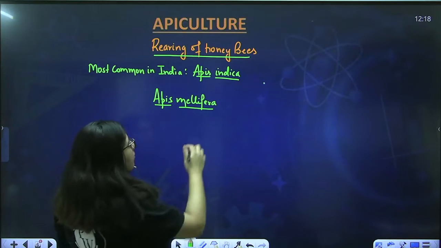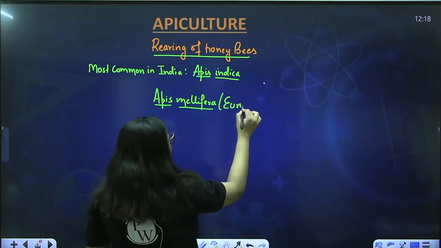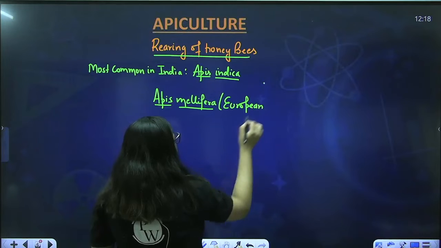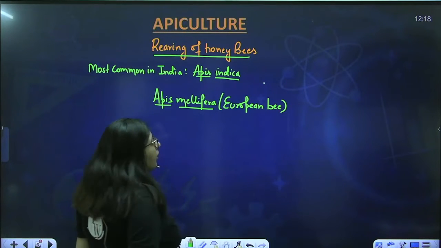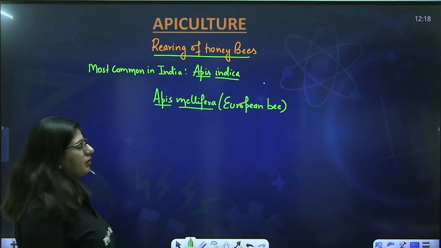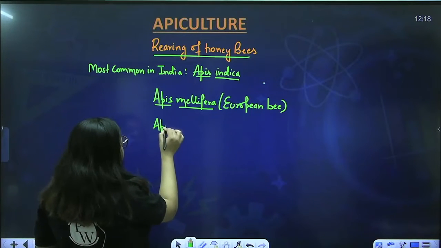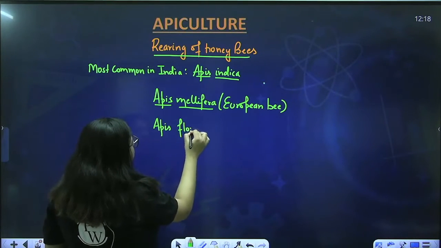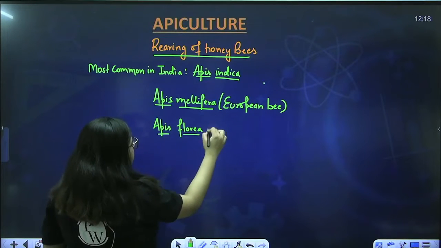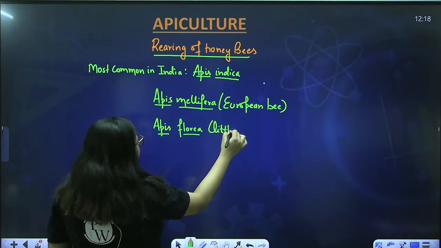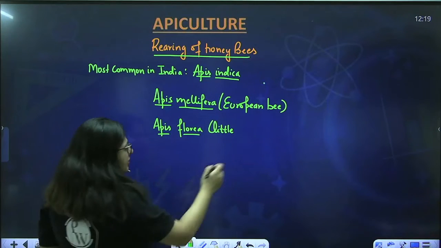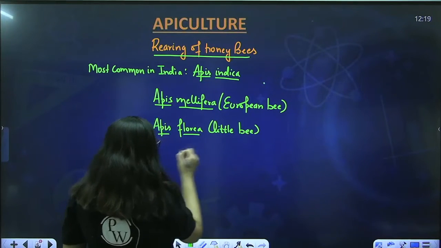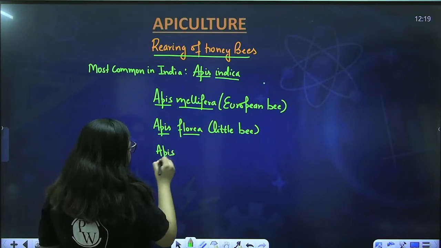In fact, it has been taken from Europe. Which area of Europe? Italy, right? It's the Italian or European bee. So apart from that, we also have some other honeybees like Apis florea, the little bee. You must have seen this hovering over the flowers, very little flowers, and it's also of a very small size, right? And then we have Apis dorsata.